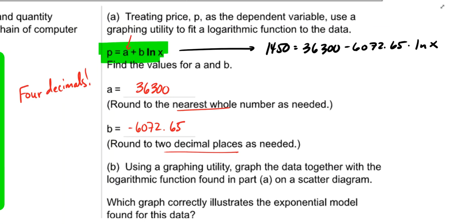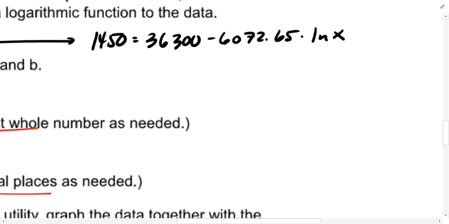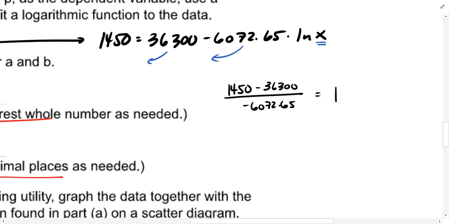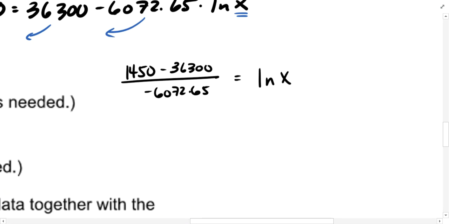Let's go ahead and solve for x. Well, we've already substituted what we know into the equation, and our goal is to get this guy by itself. So what I'm going to do is subtract 36,300 to move it to the left, and then I'll divide by negative 6,072. I'm not going to use my calculator until the very last step, so let's just show what the math would have been. 1450 minus 36,300, and that result divided by negative 6,072.65, and that result is equal to the natural log of x.